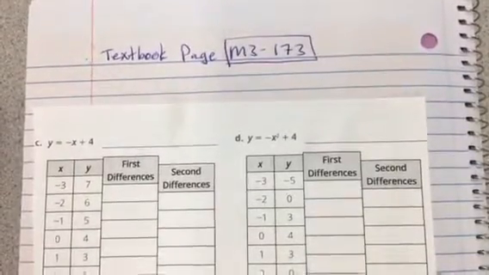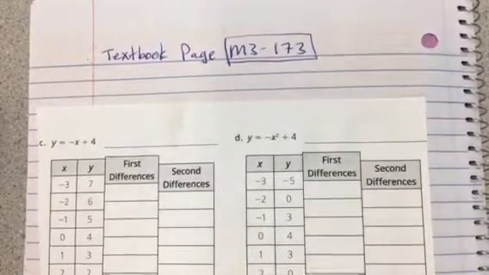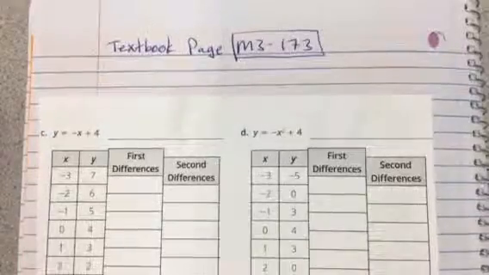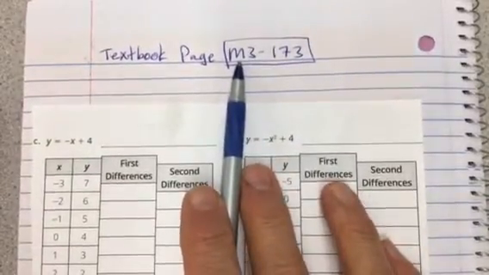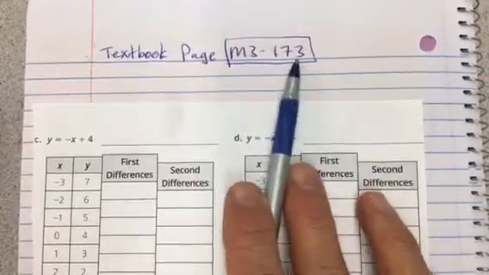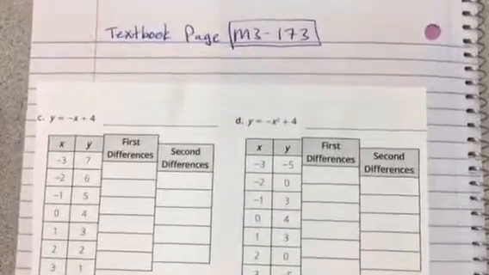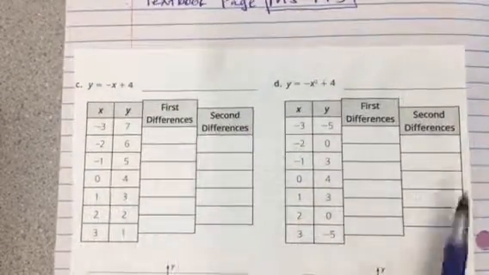Hello. Today we're going to talk about using input-output tables to determine if it's linear or quadratic using first and second differences. So what you need is your textbook page, Module 3, page 173. Cut out this part, the graph and the tables. Cut it out. Yours is going to be green or some other blue color.